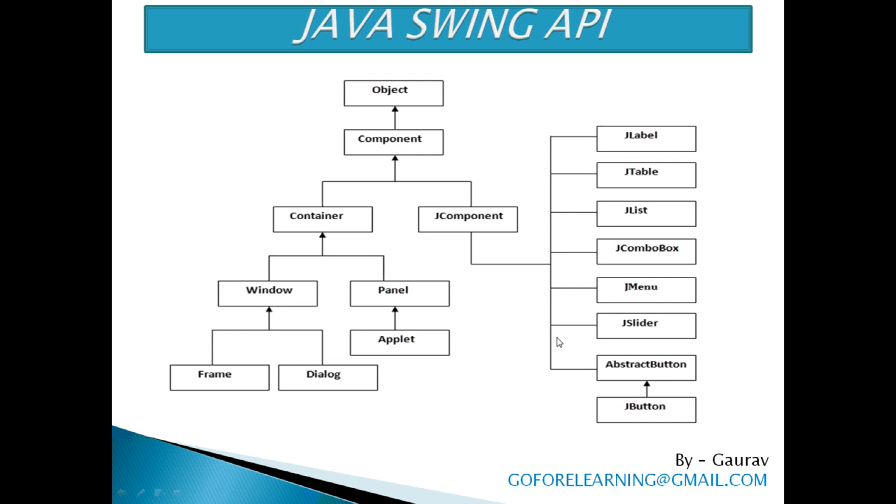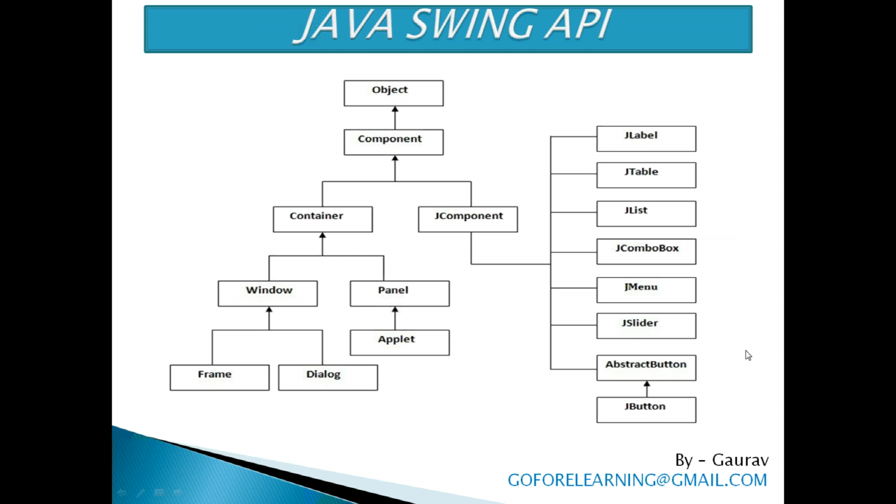And this is the hierarchy of the Java Swing API. Every Swing control inherits properties from the following component class hierarchy. Some of the controls are JLabel. A JLabel object is a component for placing text in a container. JButton, this class creates a labeled button. JList, this component presents the user with a scrolling list of text items. JComboBox, this component presents the user with a pop-up menu of choices, etc. And these are some more.